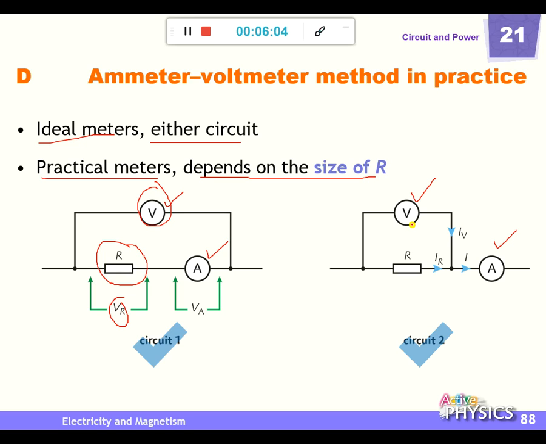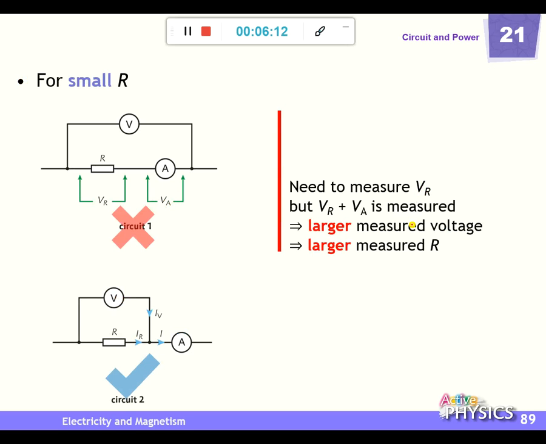But in practice, you should choose the most accurate one by certain information. So look at this. Small r, it means that if you want to measure a smaller value of R, this PowerPoint tells you that you should choose circuit 2. In examinations, they usually will ask you which circuit you use in order to measure a certain R. Okay, now I want to explain why. Look at this circuit. What will happen?